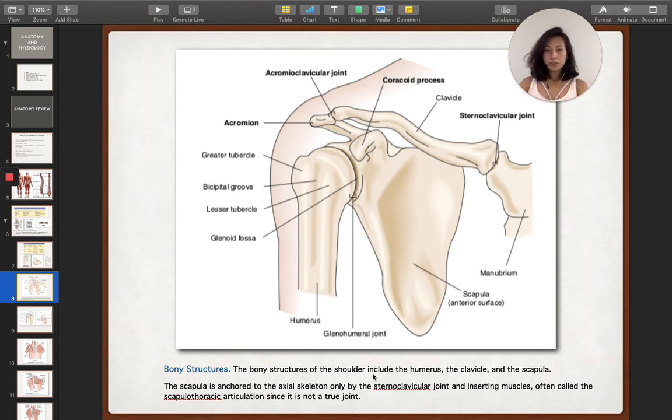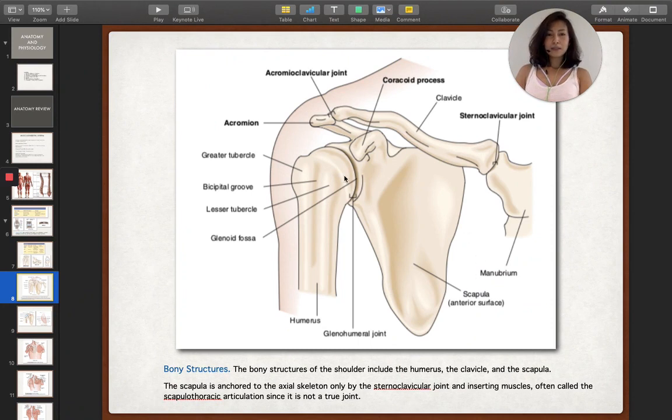So the bony structures of the shoulders include, of course, the humerus. Touch your humerus! Humerus! Yes! And the clavicle. Touch your clavicle! Clavicle! And your scapula. Your scapula is like this, facing down wings, chicken wings here at the back.